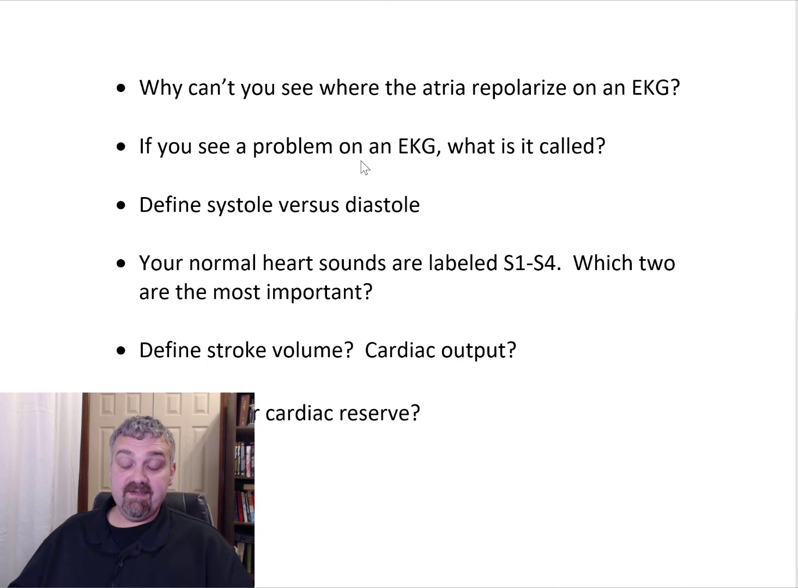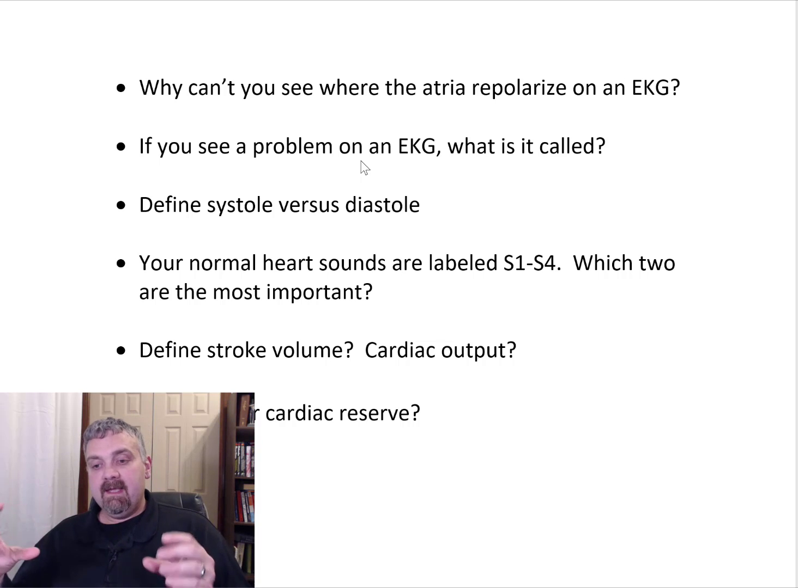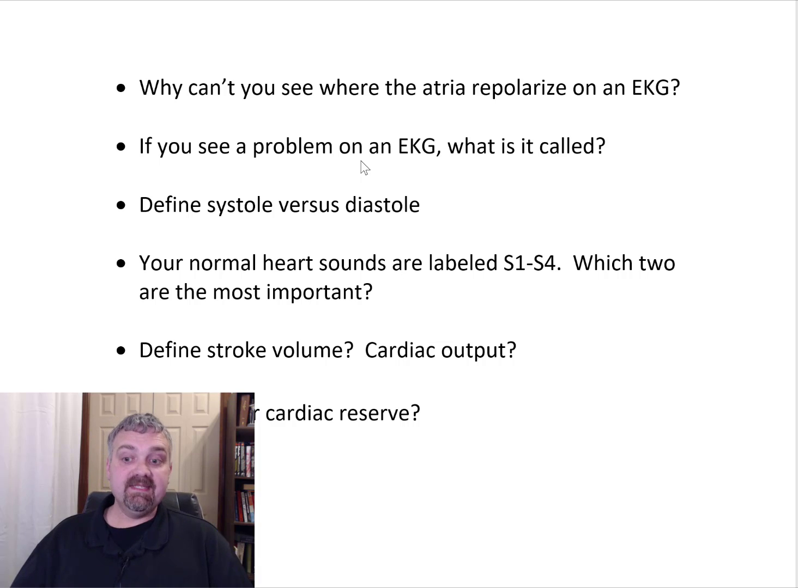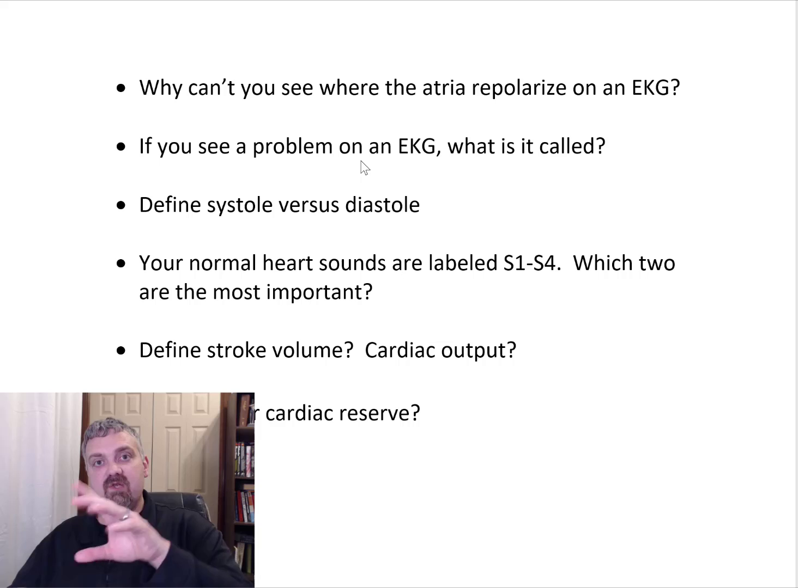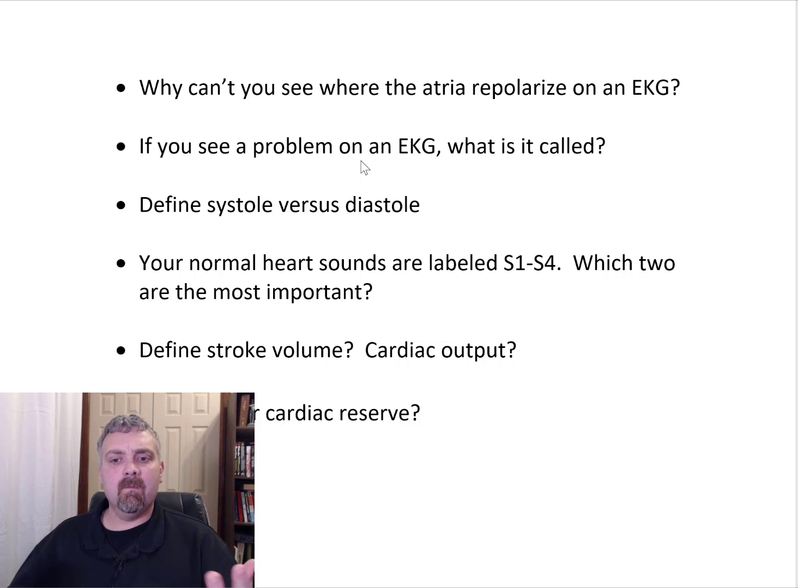Which leads us to the obvious question: why can't you see where the atria repolarize on an EKG? An EKG is just measuring electrical activity. The reason you can't see this is that the ventricles are depolarizing at the same time. So it's hidden. The repolarization of the atria is hidden inside that QRS complex, which is the ventricles depolarizing. It's just a more powerful signal.